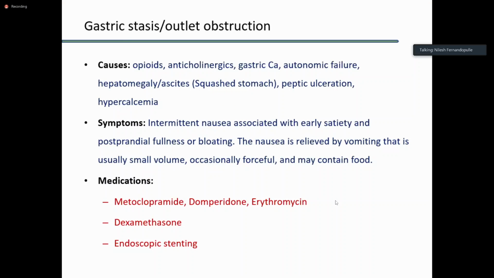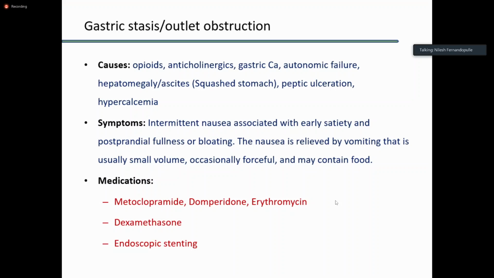If you think of a patient with obstructive symptoms, obstruction may be due to opioids, maybe due to anticholinergics, maybe a drug-related stasis obstruction, or maybe a cancer in the pylorus which is causing obstruction, autonomic failure, or there is an organomegaly which is squashing the stomach and the stomach is unable to empty, maybe peptic ulcer, hypercalcemia. All these things basically cause stomach emptying to be impaired. Those people will complain of intermittent nausea. They'll have early satiety. Because their stomach is obstructed, they feel full quickly after eating, and they'll feel bloated.